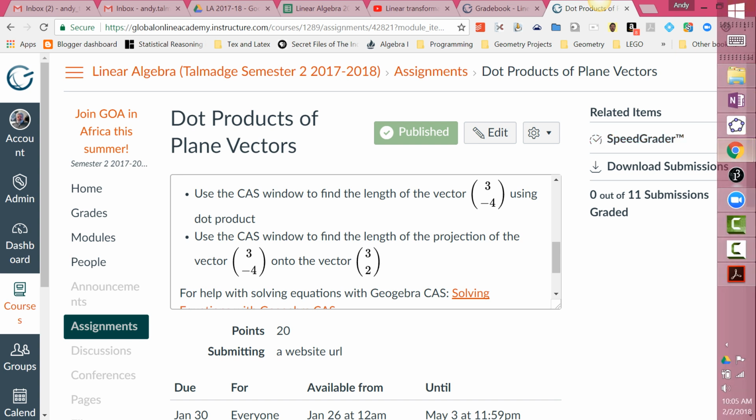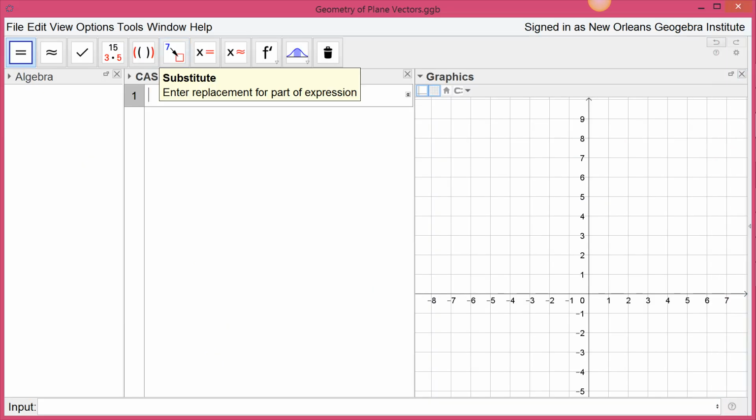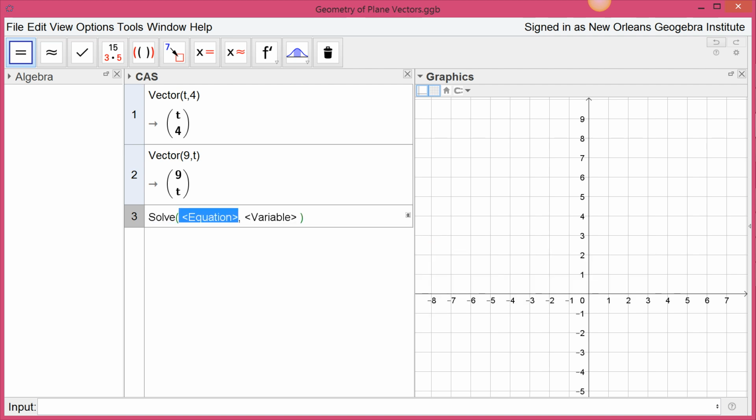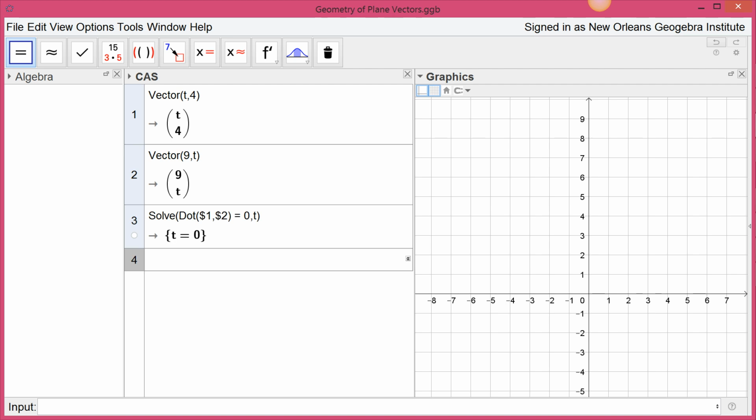Okay, so getting started with GeoGebra, I need to make the two vectors (4t) and the vector (9t), and I'd like to know when their dot product is 0, so I'm going to solve the equation. Dot: vector 1, so that's the vector in box 1, $1 refers to the lines in the CAS system. Dot 2 equals 0, and we're solving for t, and we get t equals 0. If you'd like to actually see, the dot product is 13t. I think that's pretty easy to compute, and most of you should be able to see that.